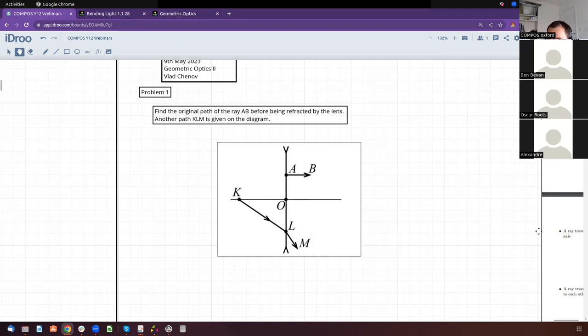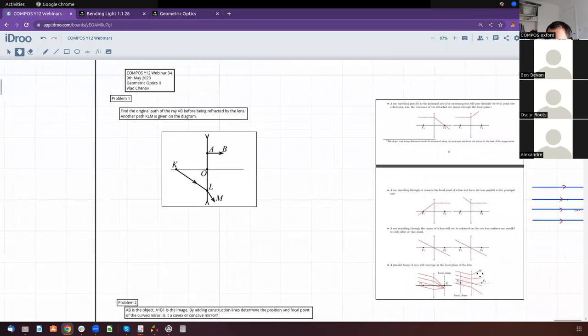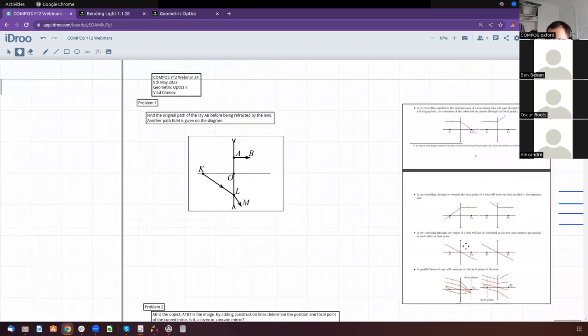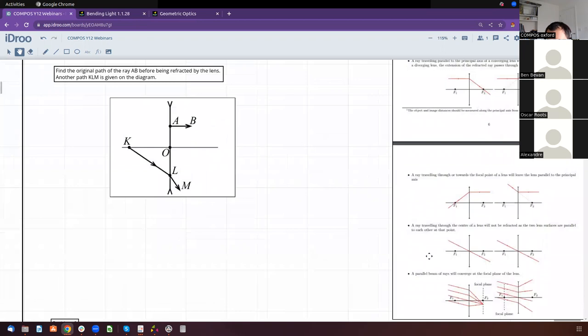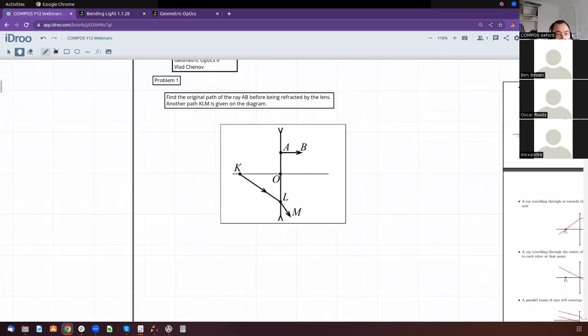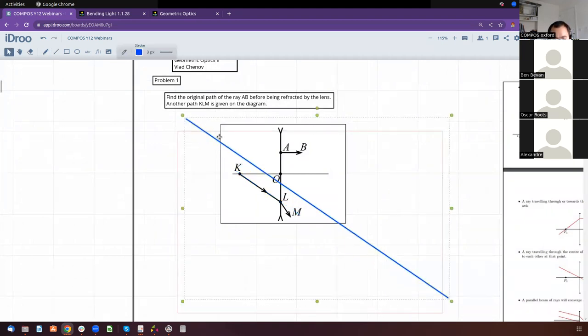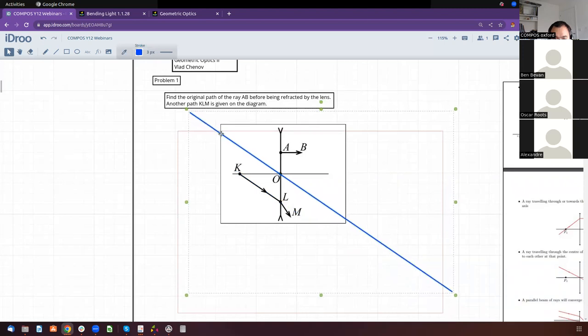Well, let's use the rules that we have here. The easiest to apply is the third rule, that a ray going straight through the center of the lens goes unrefracted. So why not draw a ray parallel to this one? It goes through the center of the lens unrefracted.